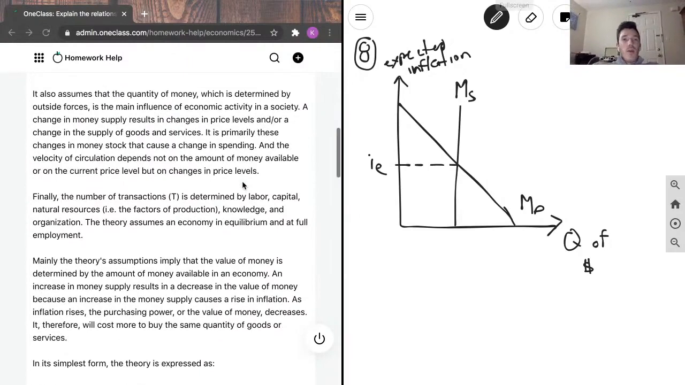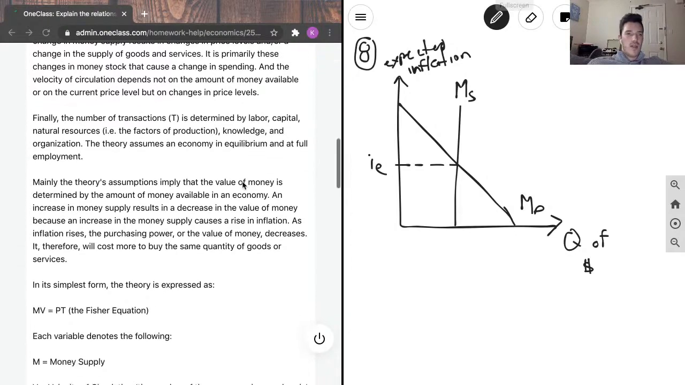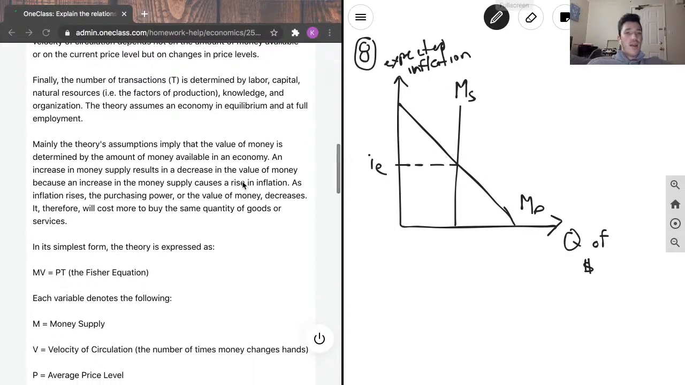It also assumes that the quantity of money, which is determined by outside forces, is the main influence of economic activity in a society. A change in money supply results in changes in price levels and/or a change in the supply of goods and services. It is primarily these changes in money stock that cause a change in spending. And the velocity of circulation depends not on the amount of money available or on the current price level, but on changes in price levels. Finally, the number of transactions, T, is determined by labor, capital, natural resources, knowledge, and organization. The theory assumes an economy in equilibrium and at full employment.